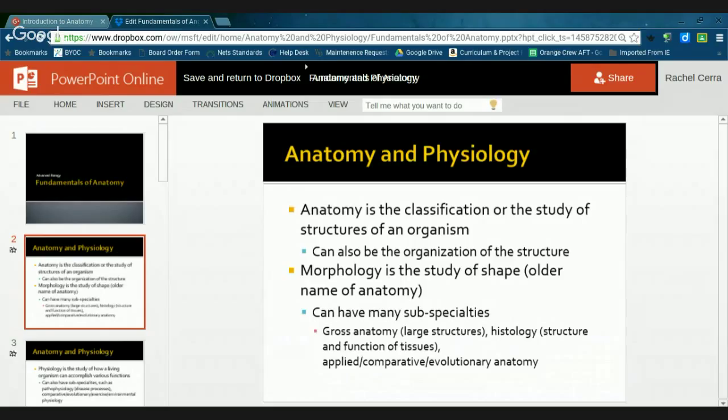And then you've also got applied anatomy or comparative anatomy or evolutionary anatomy, and those are really specific subspecialties that you probably won't use unless you're going into that. Like if you're doing conservation, you might do comparative. If you're studying historical biology or geology, you might go into the evolutionary to see the relationships between different organisms and how they've evolved over time or changed over time.